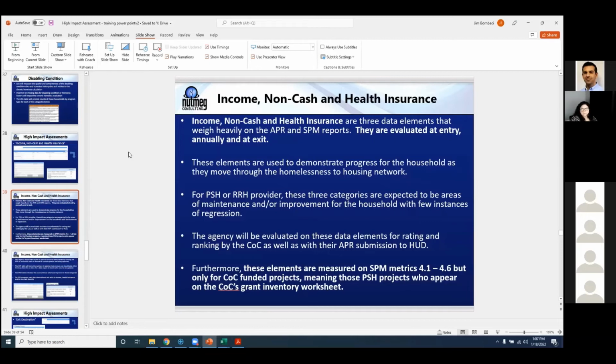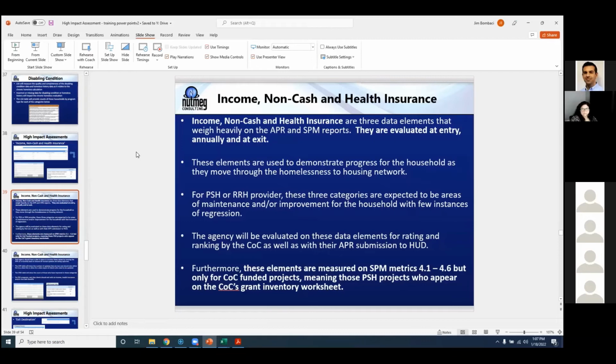So again, HUD is sympathetic to that. They understand that, and I think they're going to be lenient with how they evaluate these data elements over the last few years. So just keep in mind the goal is to try to maintain whenever possible and help the individual improve their financial situation, non-cash benefit situation, or their insurance situation over the amount of time that they're with your project.